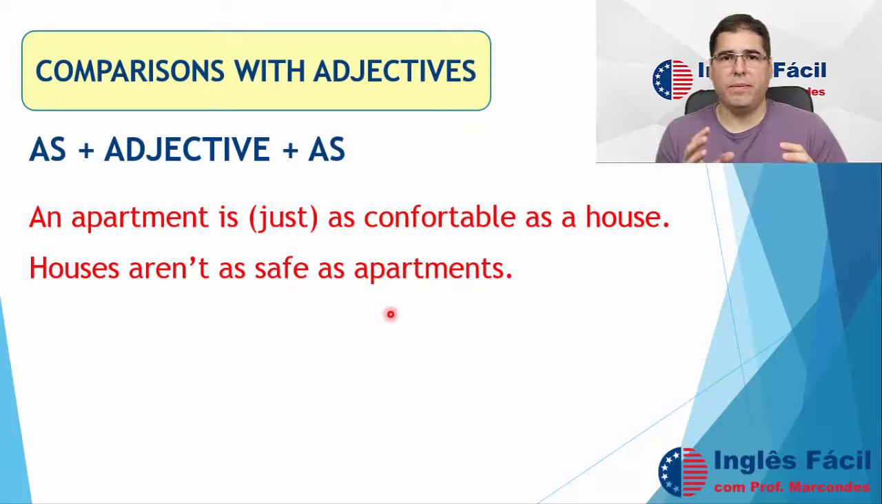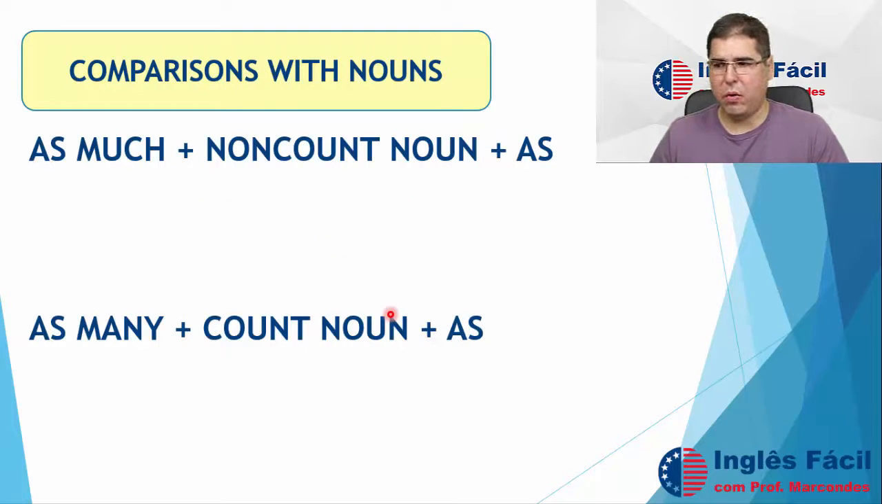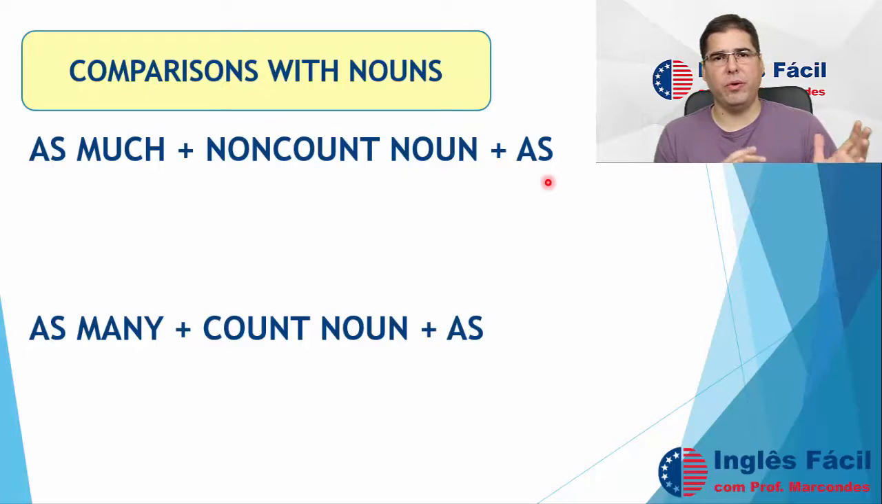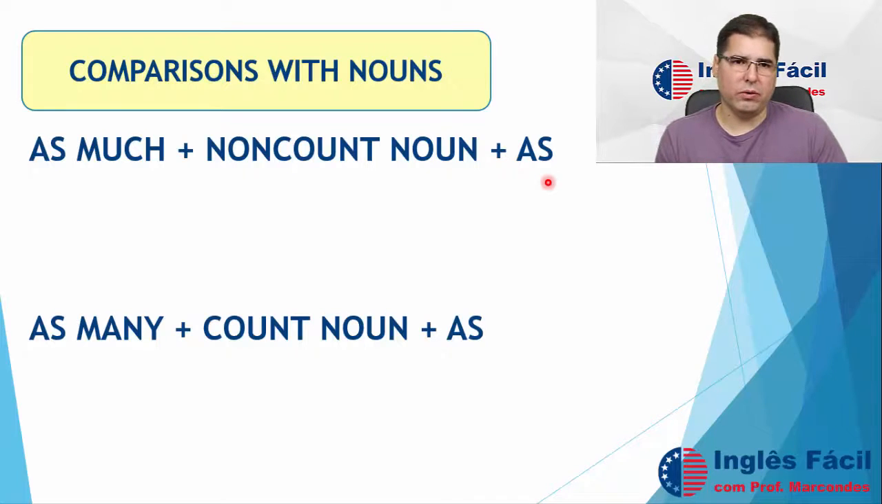So these are comparisons with adjectives. Now, when we have nouns, can we use as...as to compare with nouns? Yes, we can. Let's see the difference now. Comparisons with nouns. So we use as much plus non-count noun plus as. So to make a comparison with nouns, the first thing we have to worry about is whether this noun is countable or uncountable, okay? Is it a count noun or a non-count noun?